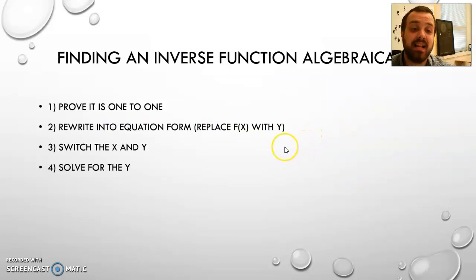Okay? How we find an inverse algebraically. So if we have a function and we say, hey, we know that it's one-to-one, we know that it has an inverse, we can find the inverse by doing this method. Basically what we're going to do is that we first have to prove it's one-to-one, either with the horizontal line test, though we're not really going to focus too much on proving it's one-to-one. I'm going to be like, hey, this is going to be one-to-one. But then we're going to rewrite into an equation form. So basically we're going to take f of x, the function notation, and replace it with y because it makes the rest of this process a little bit cleaner and easier. You then switch the x and y, and you solve for y. And that'll give you what the inverse function would be.